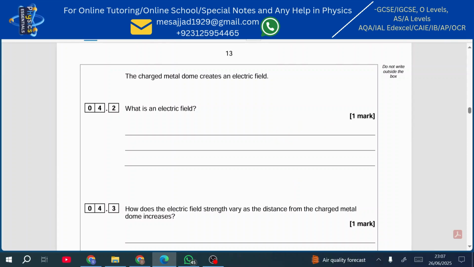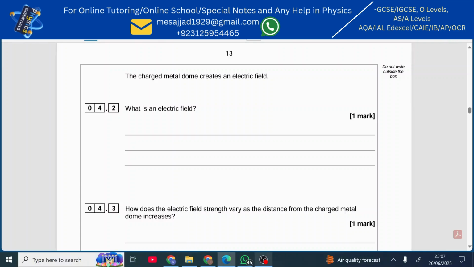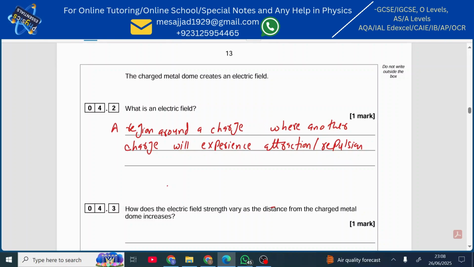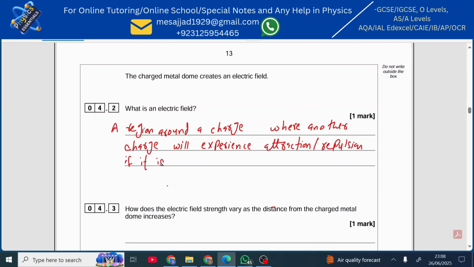Okay, so let me write that down. So here I have written that it is a region around a charge where another charge will experience attraction and repulsion if it is brought into that field, or into that region. So that is called the electric field.